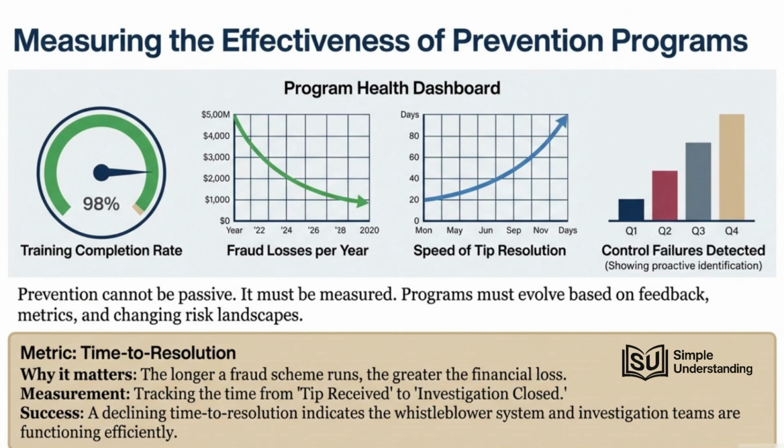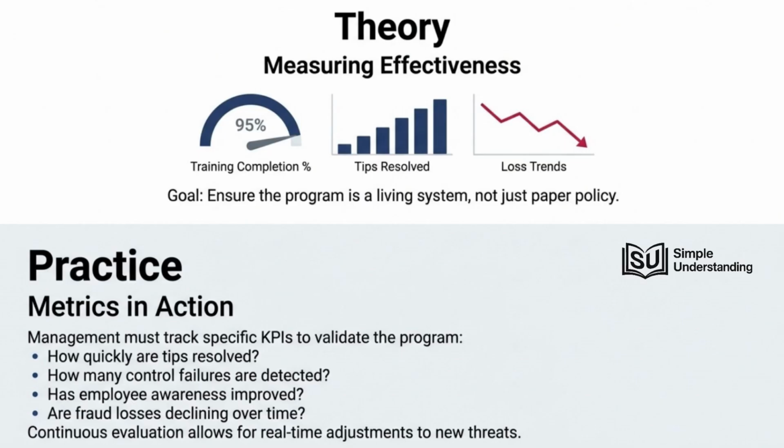15. Measuring the effectiveness of fraud prevention programs. Fraud prevention programs must be evaluated to ensure they actually reduce risk. The exam focuses on metrics such as number of tips, investigation outcomes, loss trends, control testing results, training completion, and cultural assessments. Effective programs evolve based on feedback and risk changes.